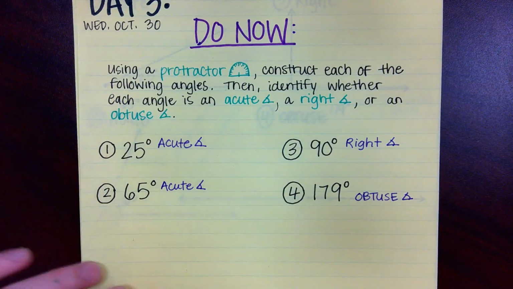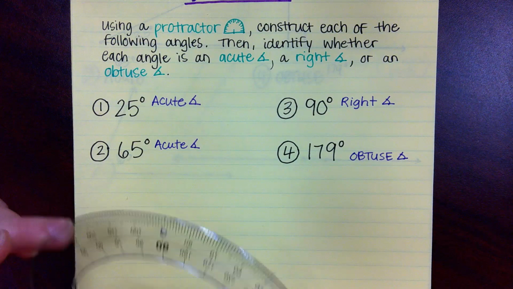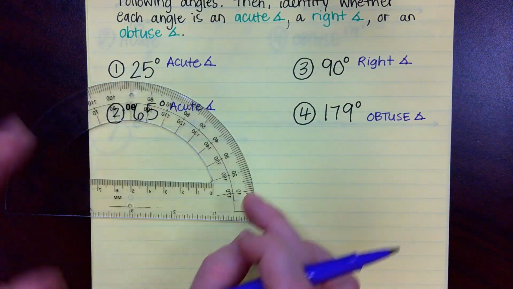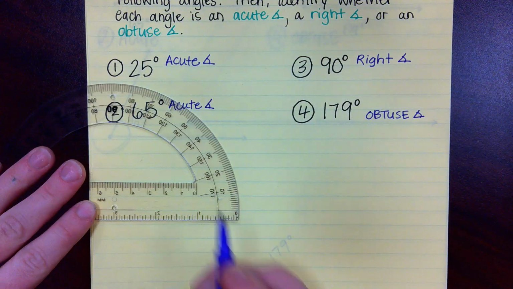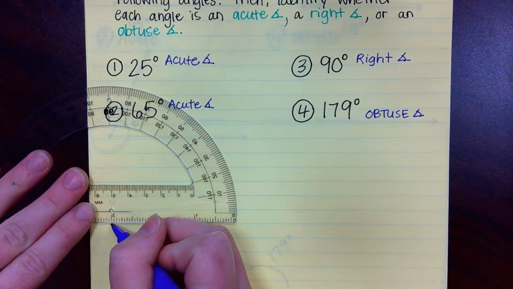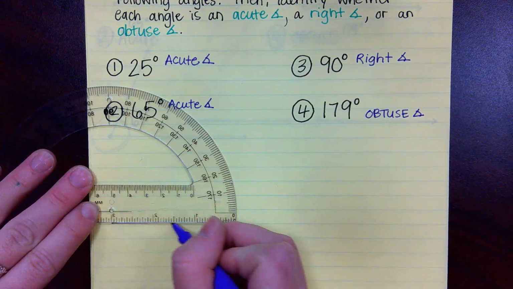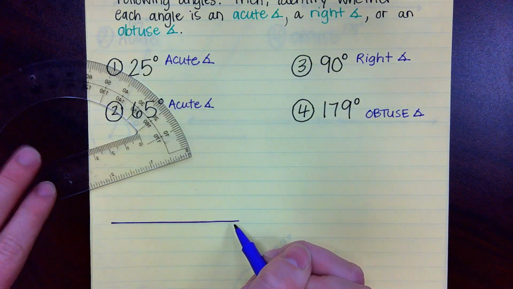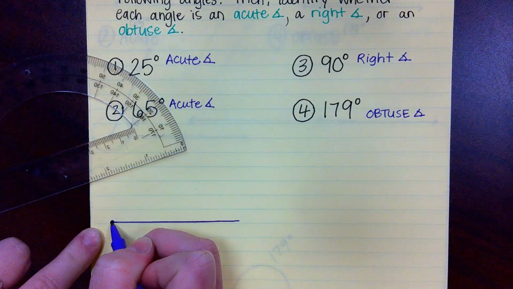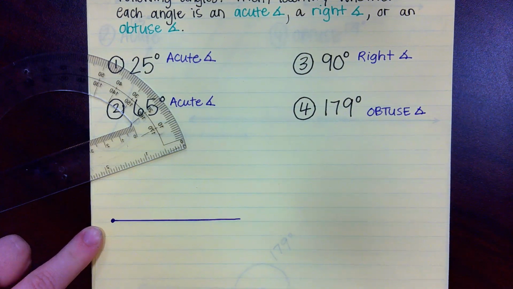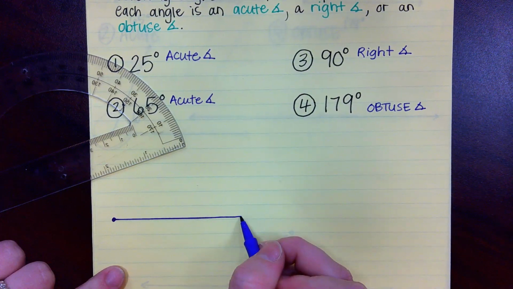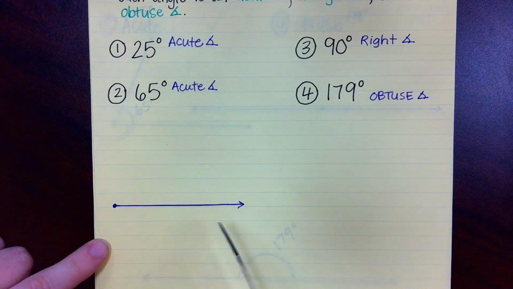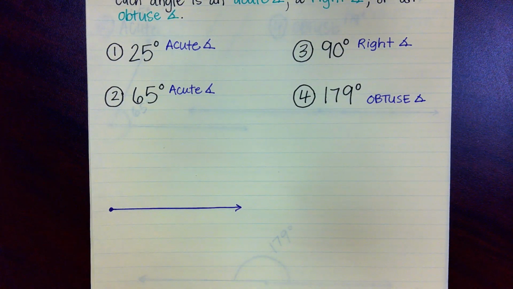So for number one, we're drawing that 25 degree angle. I'm going to start by creating a ray. So remember, guys, what's a ray? Anybody remember from yesterday? It has a starting point. And what's the other end do? It goes on forever and ever. That's a ray. An angle is typically made up of two rays. So I've got my first ray.